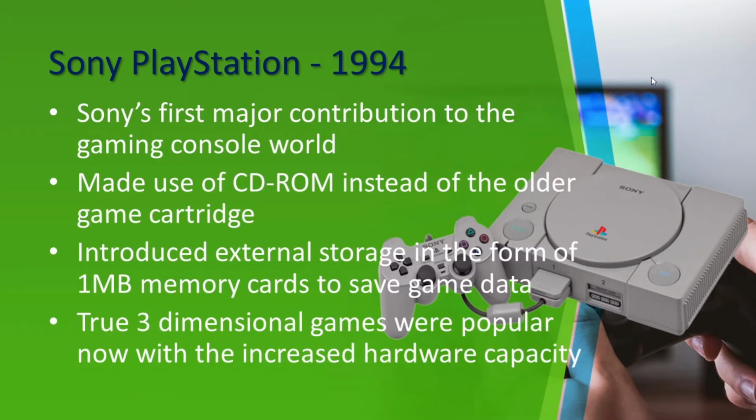So it made use of CD-ROM instead of using the older game cartridges. Okay, so you'll see the circular part of the gaming console is where your CDs or CD-ROM will be installed. So it introduced external storage in the form of 1 megabyte, or 1 MB, memory cards to save your game data. So previously, you were saving your data onto those game cartridges. So now, you can save them using your memory card. So this console also introduced true three-dimensional games, that were popular now with the increased hardware capacity.